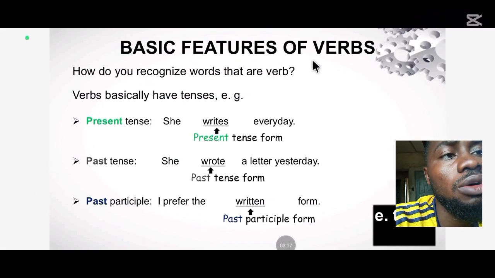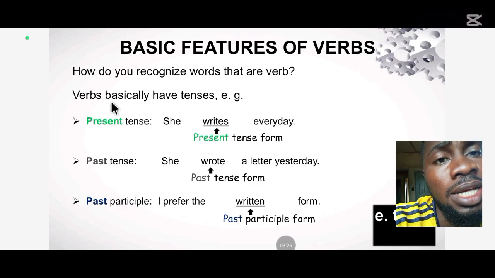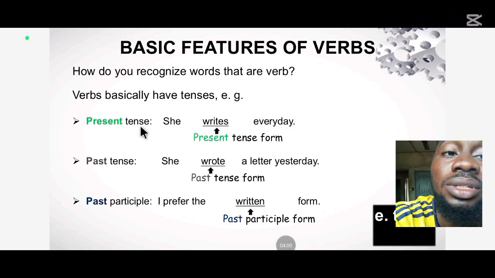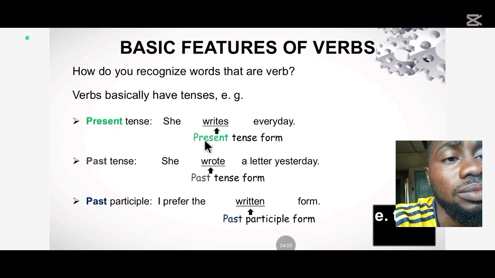Moving on. Basic features of verbs. How do we recognize words that are verbs? You should be asking yourself that question at the moment. The answer is that verbs basically have tenses. Do well to take my lecture on English tenses if you haven't. For example, the present tense: she writes every day. You can see the arrow pointing at the right. This is the present tense form of the verb. It carries S: writes. It goes with S or ends in S. That's the present tense form of the verb.